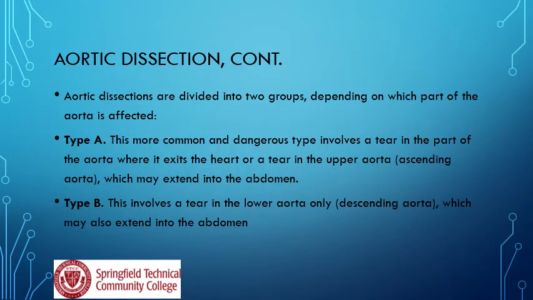Aortic dissections are divided into two groups depending on which part of the aorta is affected. Type A is more common and dangerous. It involves a tear in the part of the aorta where it exits the heart, or a tear in the upper ascending aorta, which may extend into the abdomen. Type B involves a tear in the lower descending aorta only, which also can extend into the abdomen.